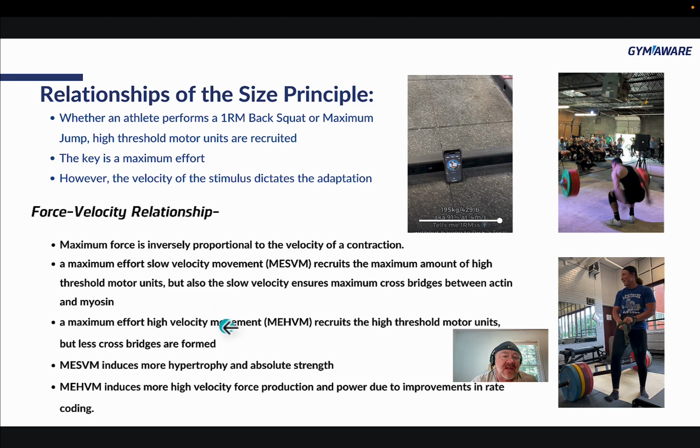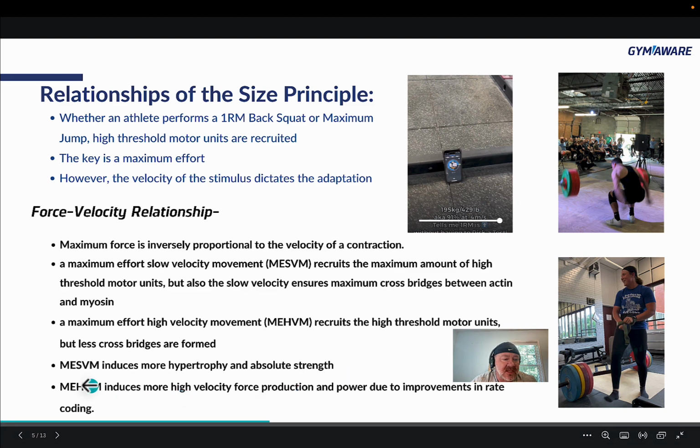A maximum effort, high velocity movement, like a jump or like a clean, recruits the high threshold motor units, but fewer of those cross bridges are formed. And so what happens is you get better at producing force at those high velocities, probably by increasing the rate coding. You're going to get better at creating that signal from the spinal cord to the muscle down the alpha motor neuron. But you're not going to get really good at maximizing the cross bridges between actin and myosin. You'll start to be able to recruit those a little bit faster, and you'll increase that amount, but you're not going to maximize it. So it's not going to be as much hypertrophy or as much 1RM strength.